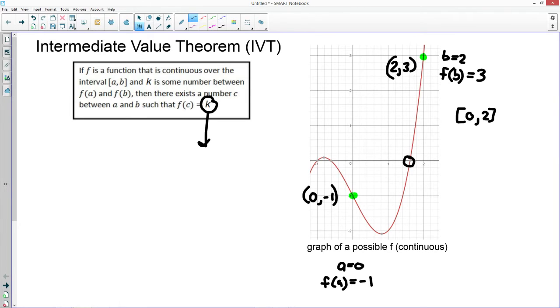Remember, k is a y value, right? Because k is some number between f of a and f of b. These are both y values, right? So from -1, ours is -1, and this is 3. So I'm going to pick my k value of 0. Okay. So there exists a number c. That's what we're looking for, right? Between a and b, such that f of c equals, in our case, 0.